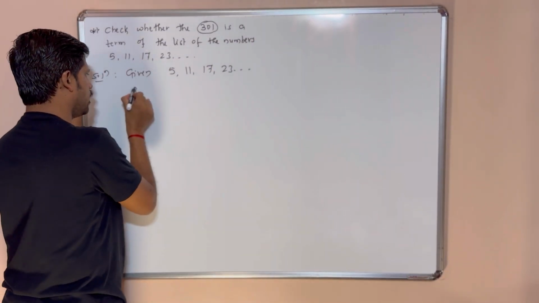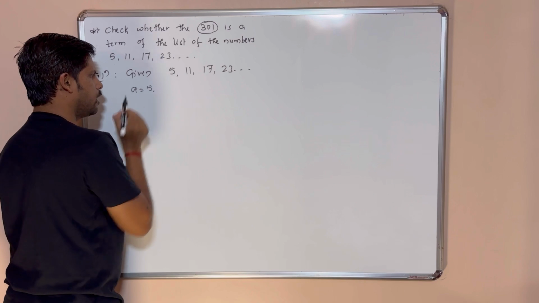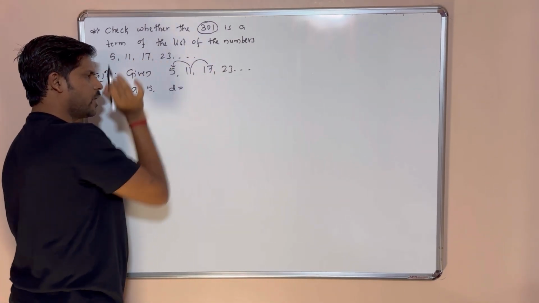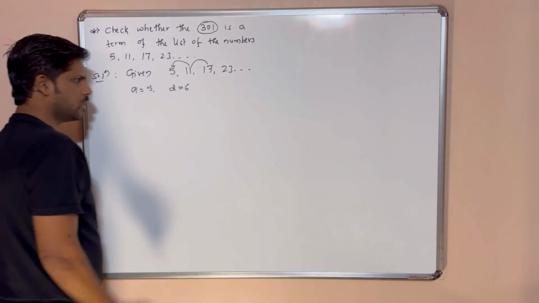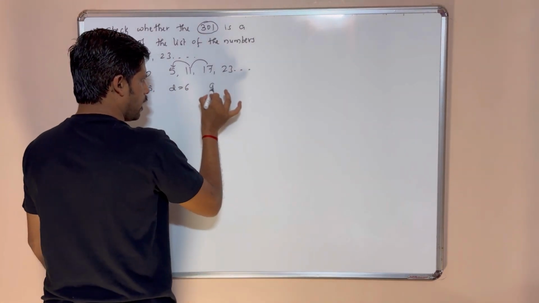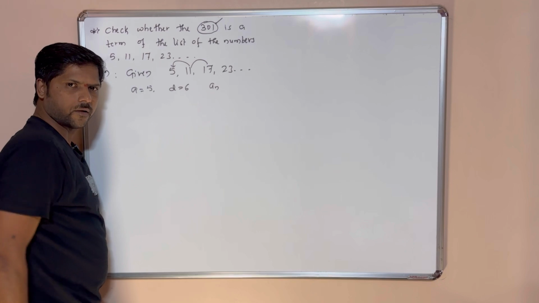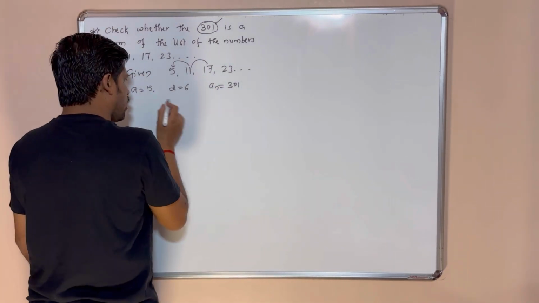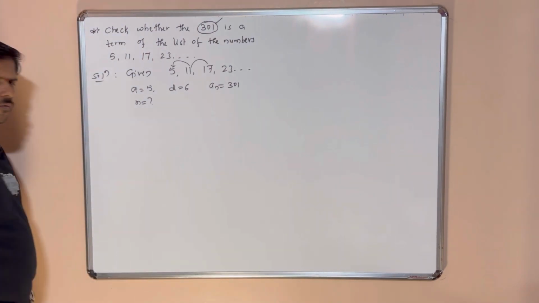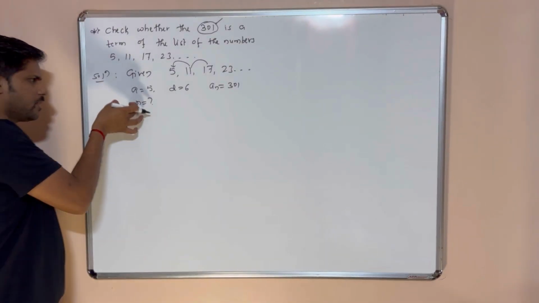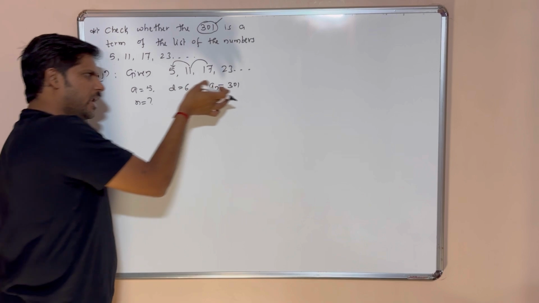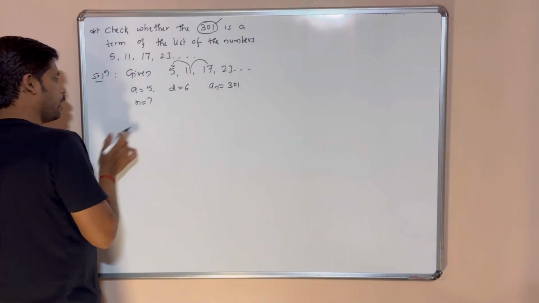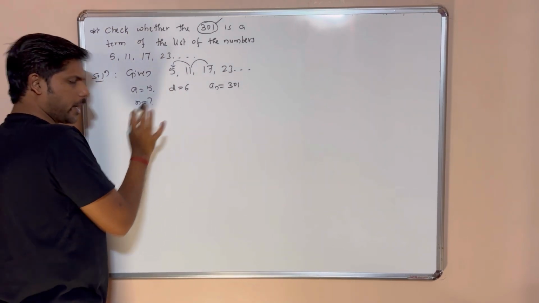What is A here? A is equal to 5. What is D? Common difference. So 11 minus 5, 6. 17 minus 11, 6. So common difference is 6. And what is AN? Last term is given, that is 301. I will consider that one as last term. Okay, 301. And here we have to find the value of N, the term N. If it is satisfied, then 301 lies in this AP, right? So 10th term or 11th term, like this we have to get, right?